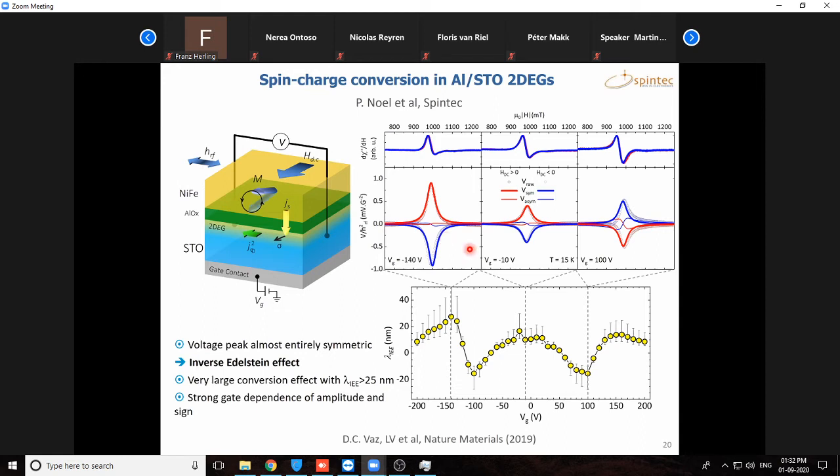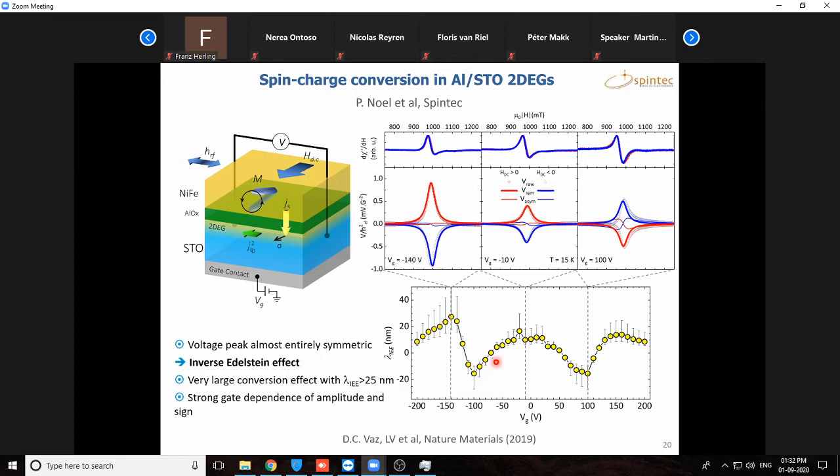And you see that there is a nice symmetrical signal. There is almost no antisymmetric contribution, that is well reversed by the field, but that is also reversed by the gate voltage. So we also here have a modulation of the amplitude and the sign of the conversion. So this is the full gate dependence of the inverse Edelstein length.